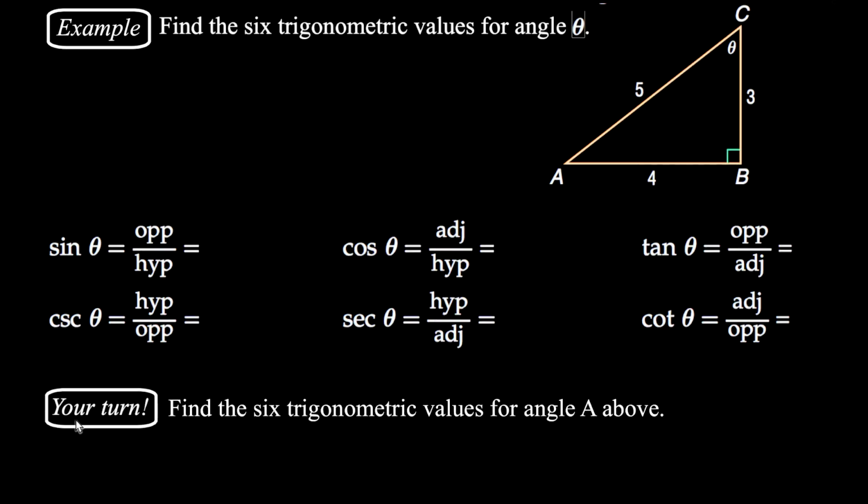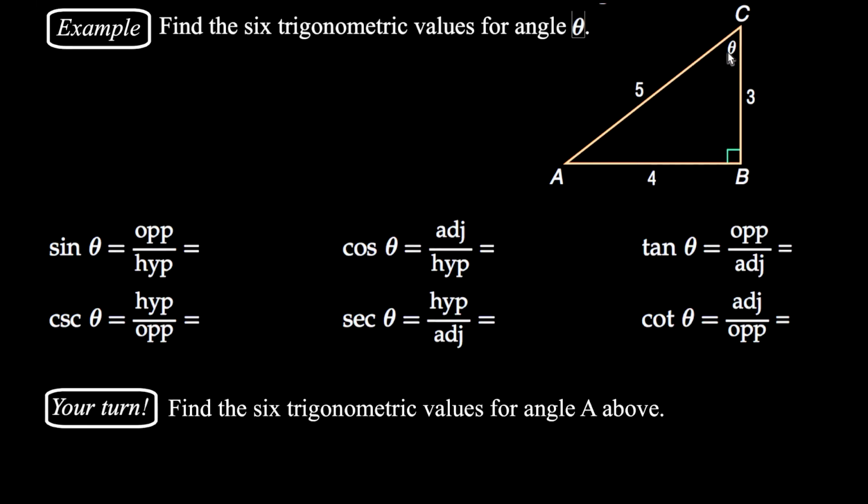So let's look at some examples. This one says find the 6 trig values for angle theta. So we have angle theta, which is up here at angle C. And in order to find the 6 trig values, we need to just fill in the ratios of the sides. Now all of the sides are given to us. Sometimes we may have to solve for one of those sides. But in this example, we know all 3 sides. So if we're up here at angle C, 4 is opposite, 3 is adjacent. Remember, adjacent means next to, and then 5 is the hypotenuse.